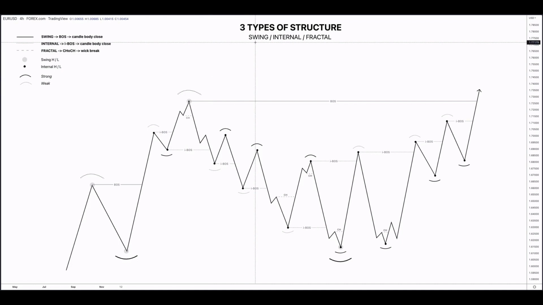But what I will say is these are in the order of importance. So swing structure is the strongest, it's the most important, it always will be the most powerful. Then your internal structure will be the next layer, right? And that's gonna overpower fractal, which is obviously gonna be the weakest, okay?